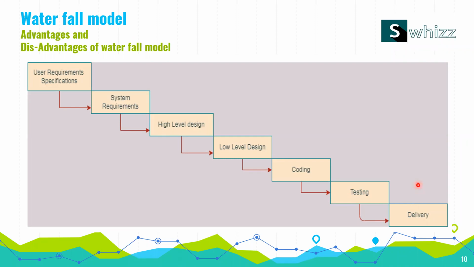Once the water reaches this delivery phase, the last stair downstairs, can it move back upstairs? It is not possible, right? Yes or no? Yes. So just like water falls from the upstairs to the downstairs, this development model follows the same criteria. After completion of one phase, the next phase starts. After understanding the requirements, they will prepare the system requirements.